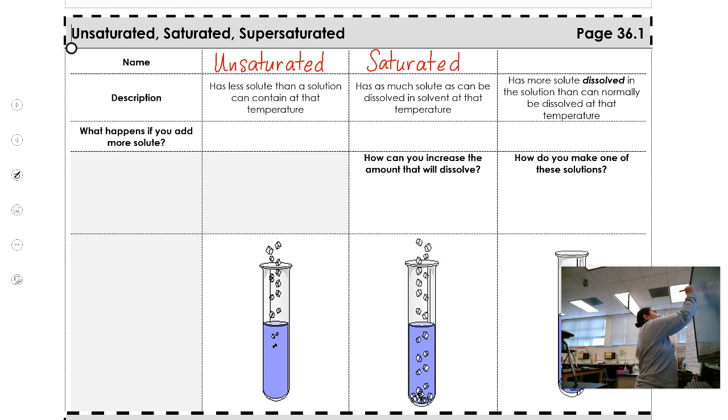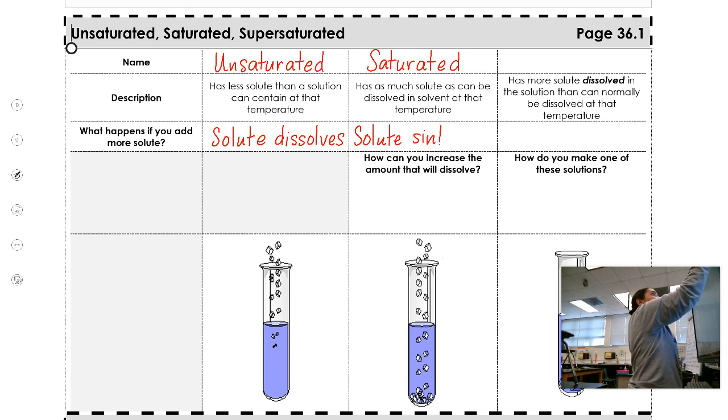So if you add more solute, solute dissolves. But once it's already saturated, the solute sinks. And so how can I push a solution to have more solute dissolve? Well, there's a couple of things that you can do. When it comes to solids, so for example, like the Kool-Aid being dissolved in a liquid, you can do one thing. You can increase the temperature.